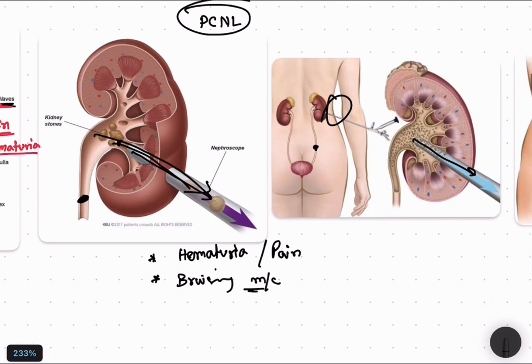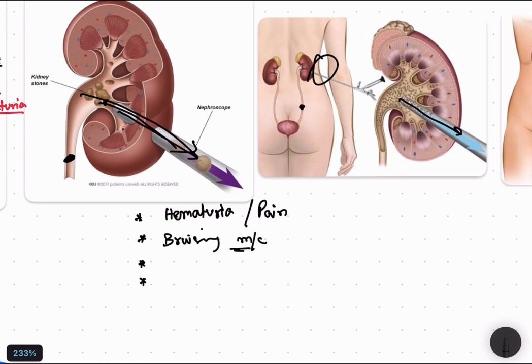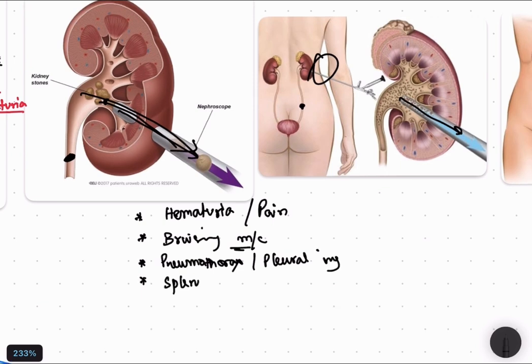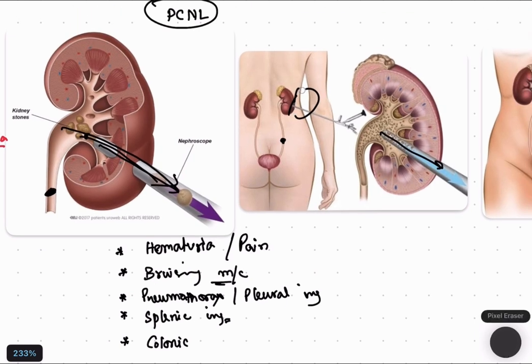Now coming to other complications, those that are unique to PCNL. There may be pneumothorax, or pleural injury, and there may be splenic injury on the left side. There may also be colonic injury. How? Because between the abdominal wall and the kidney, there may be the colon. If the colon is entrapped in between, and I put in the guide wire and nephroscope, it will perforate the bowel. So that can cause colonic injury. In the same way, if the pleura comes in the way, it can cause pneumothorax, or if the spleen comes, it can cause splenic injury. That is PCNL.